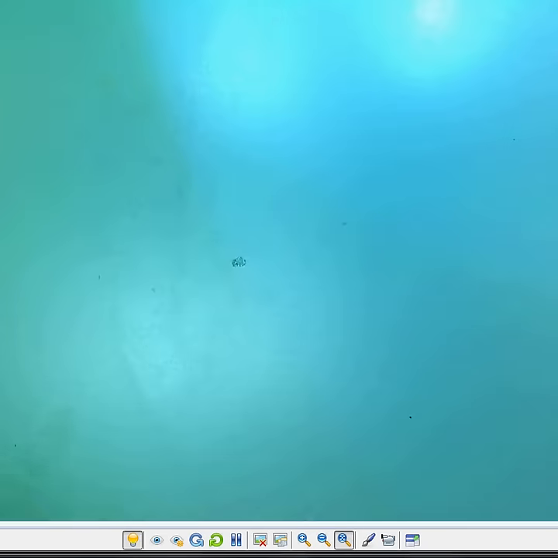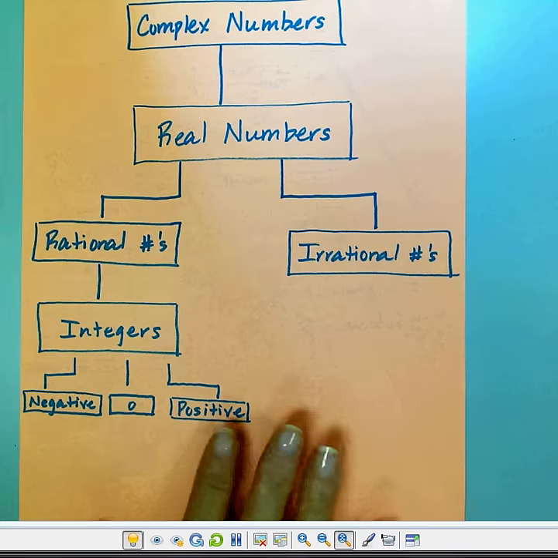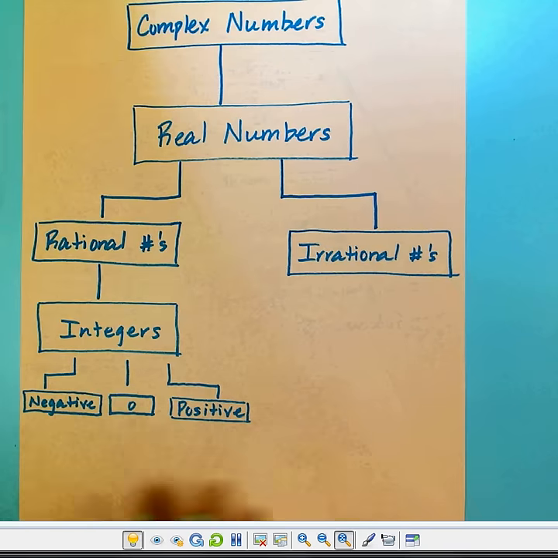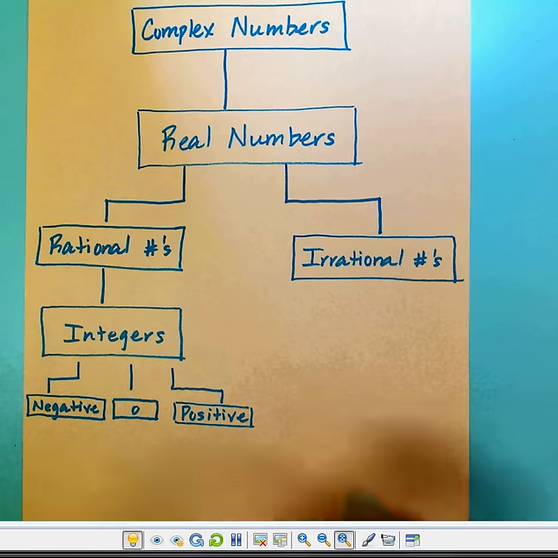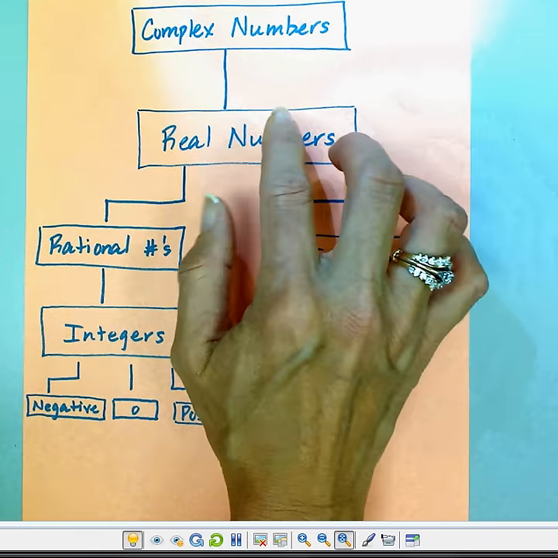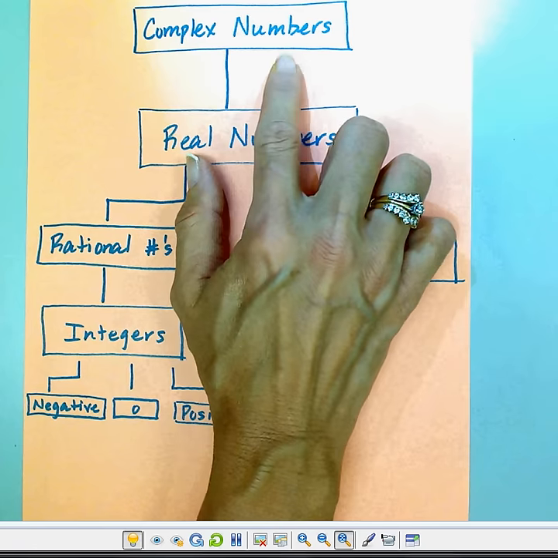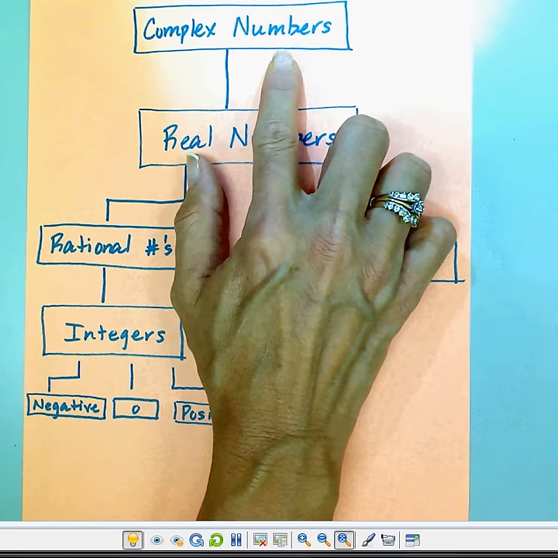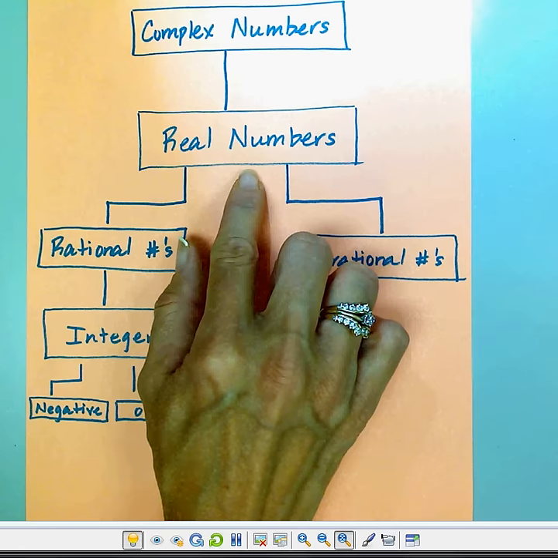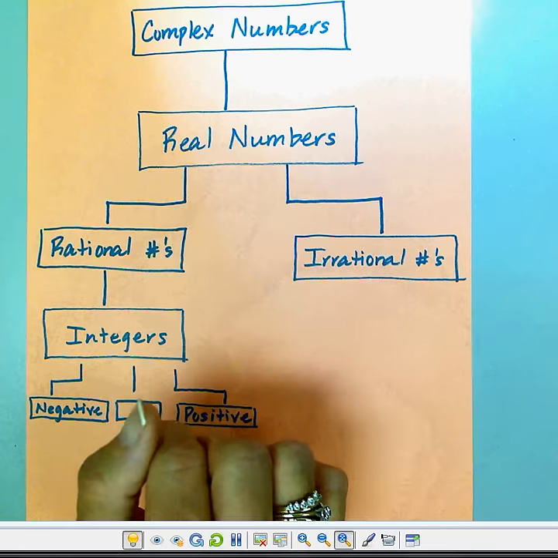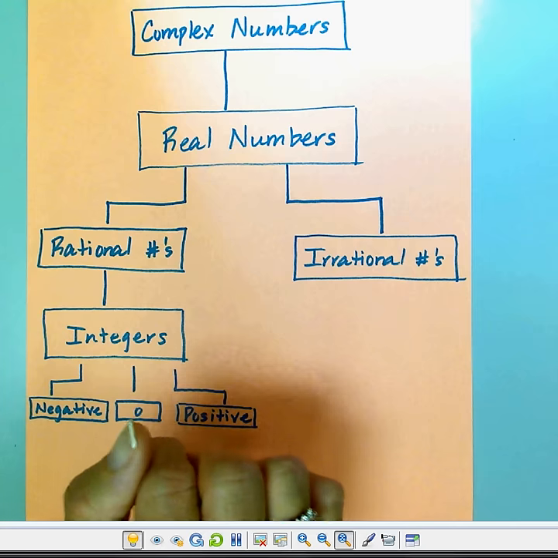So to help keep all of the number systems in an organized manner, I went ahead and set up the tree diagram. We have the set of complex numbers, which again consists of a real part and an imaginary part. We have then the set of real numbers, which we will use every day in math. Those are the numbers that we use every day in the real world.